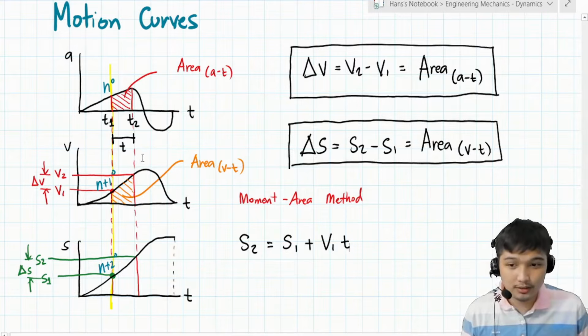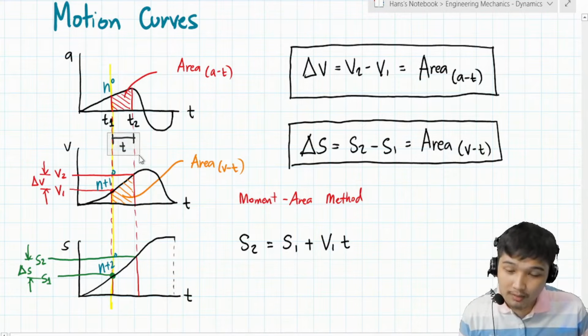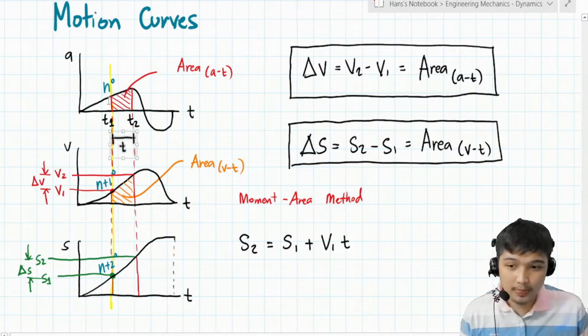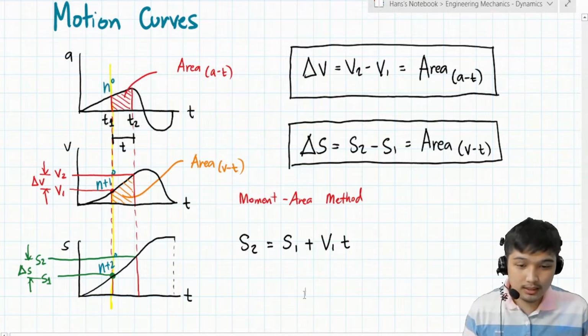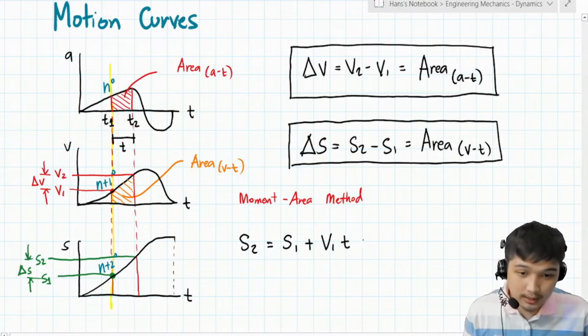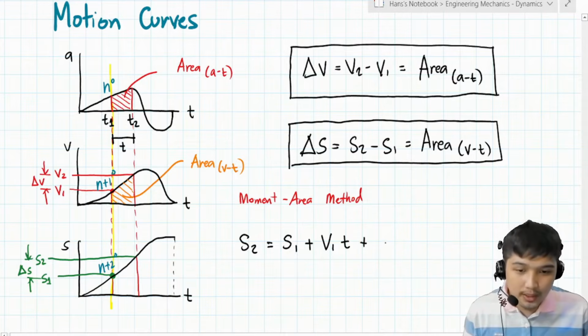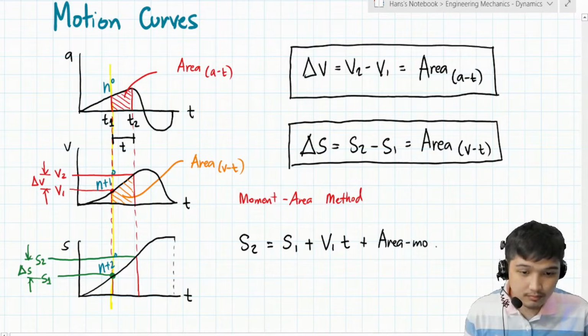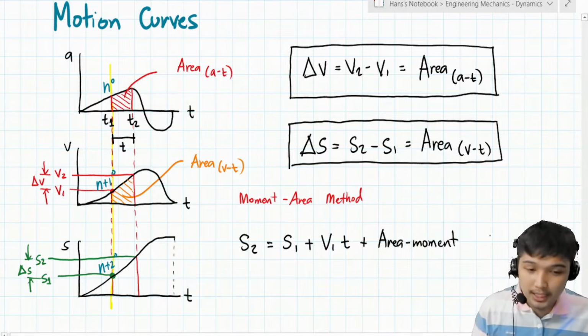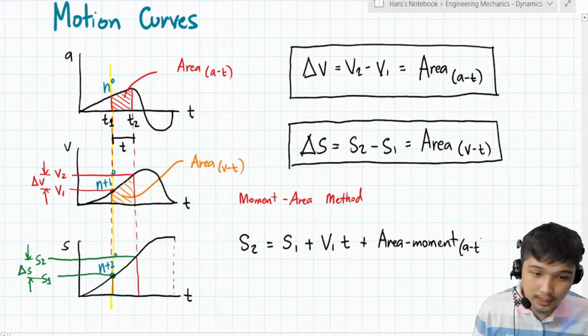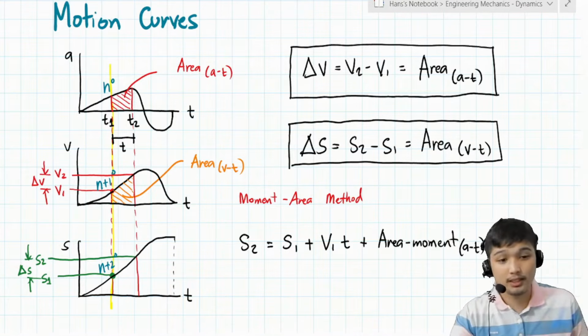So, ito yung time na yan guys. Itong hina-highlight ko, time difference between yung initial time and then yung time T2 na hinahanapan ng position. Okay lang ba? So, i-denote ko na lang siyang ganyan guys. So, that is S1 plus V1 times T and then plus yung moment nung area. So, tawagin kong area moment. Plus area moment of the acceleration time diagram between that time interval.